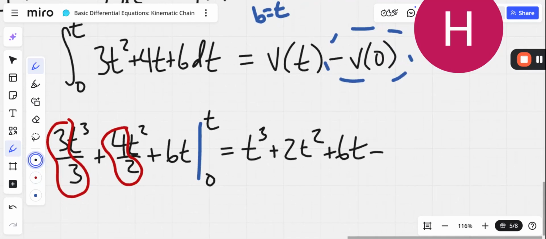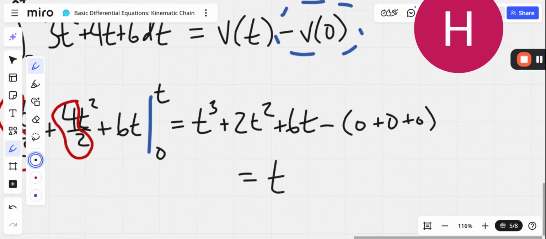And then we subtract what we get when we plug in the lower limit of 0, and it's no surprise that I just get 0 plus 0 plus 0. So really, all I have is t cubed plus 2t squared plus 6t.